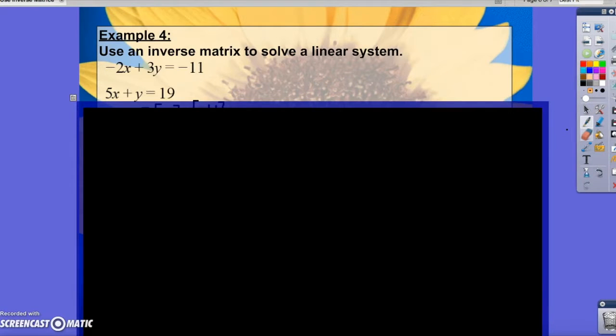All right, so this brings us to example 4. I have it already worked out for us, so I could talk about it as we go. But here's a system of equations. It says, example 4, use an inverse matrix to solve a linear system. Solve if 2x plus 3y equals negative 11, and 5x plus y equals 19.